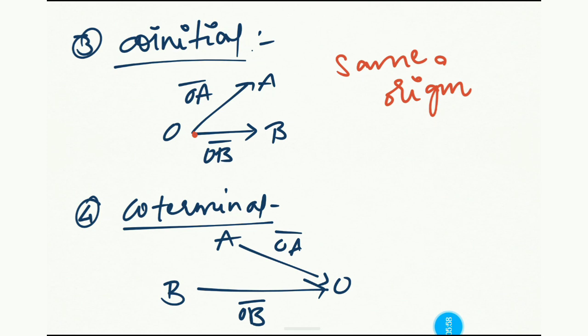Now we shall see coterminal. So the vectors which have the same terminal point. That means see, two vectors are coming in this way and they are meeting at the same point. So same terminal point, same terminus.